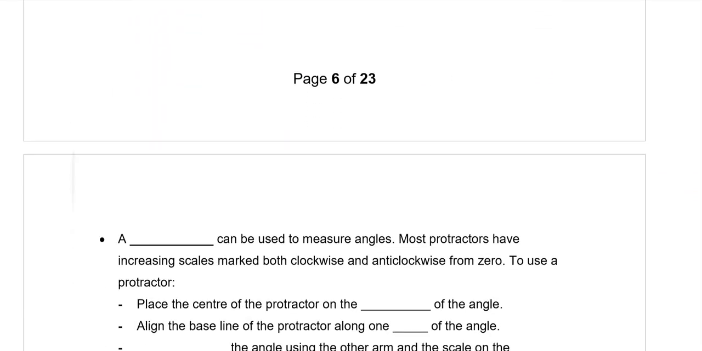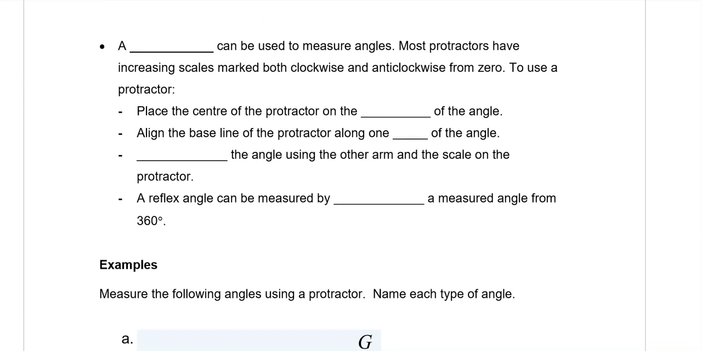Okay, so on the next page, something can be used to measure angles. So this is where our protractor comes in. A protractor can be used to measure angles. Most protractors have increasing scales marked both clockwise and anti-clockwise from 0. To use a protractor, these are the steps you take.